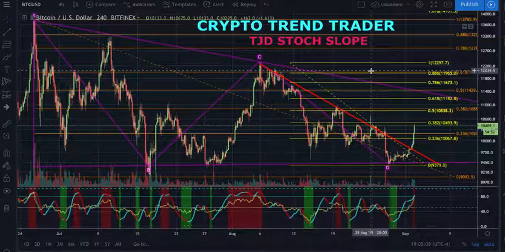All right, another episode of our indicator series, the TJD Stoch Slope, explained how to use it, what it means, and the best way to trade it, in my opinion.